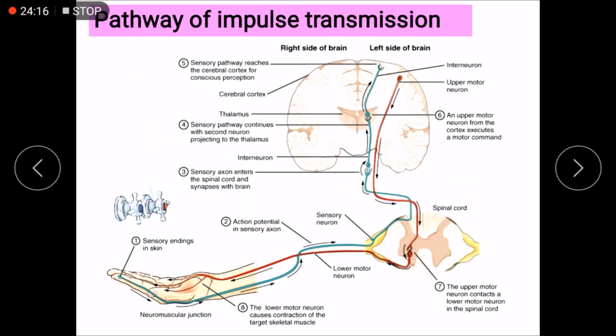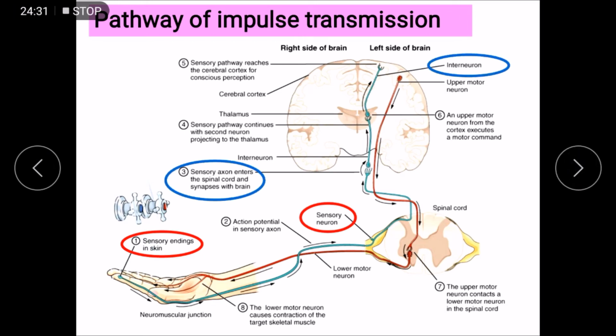Okay, this is the pathway of transmission. We start with the afferent neuron, the one I circled in red. From the afferent neuron, it goes to the interneuron in blue, then the efferent neuron. So the whole thing, you see, starts from the hand, goes to the spinal cord, from the spinal cord to the brain, the interneuron. From the interneuron it goes to the efferent, back to the spinal cord, then to the hand.